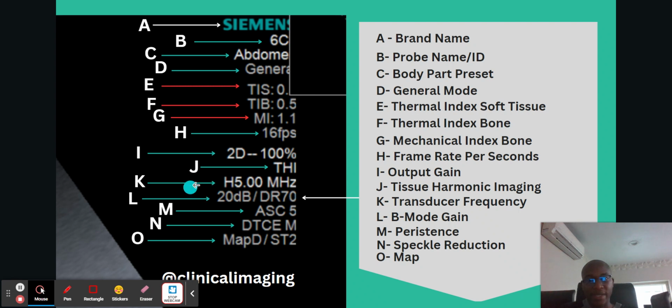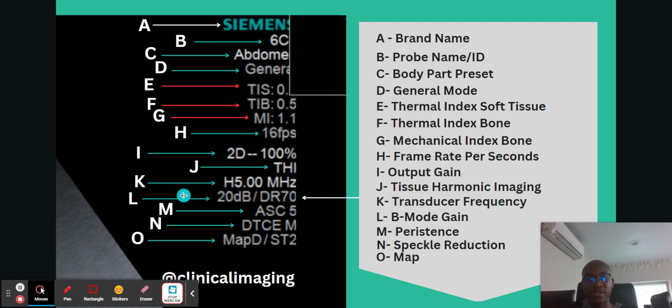Then going to K. For K, this is the number of megahertz that the active probe is using. So this probe is using 5 megahertz to acquire images. MHZ is megahertz, so 5 means 5 megahertz. That's 5 million hertz. So that's the frequency of the sound that is being used to acquire the images.